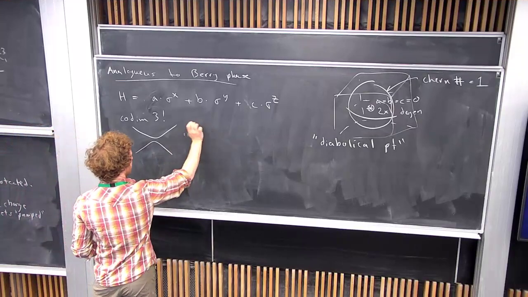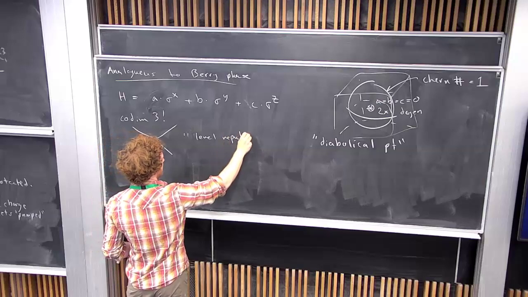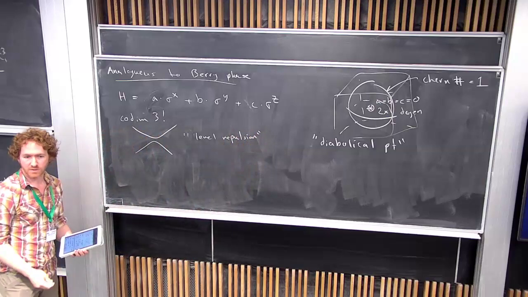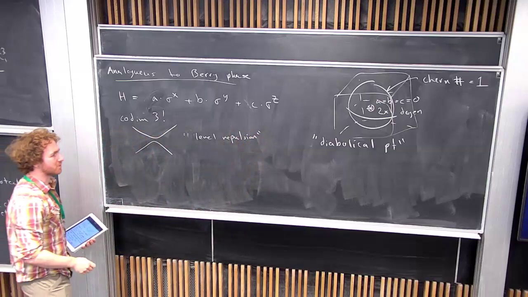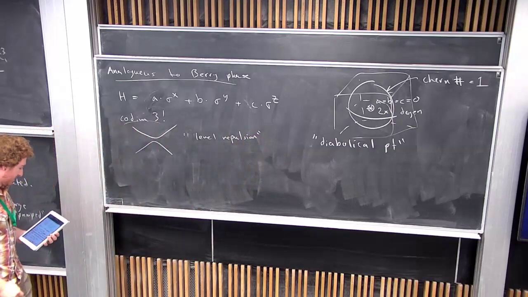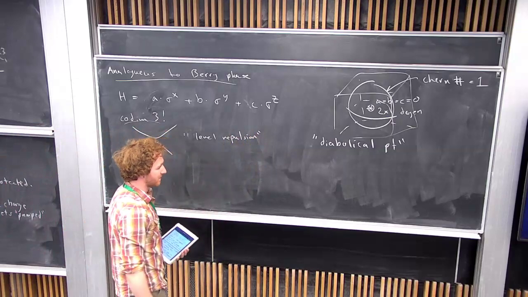So this is this phenomenon known as level repulsion. It's also a feature of the random matrix distribution, why it's very different from like Poisson distribution and so on. That's because these points occur in codimension 3. So even just in quantum mechanics, it's very interesting.